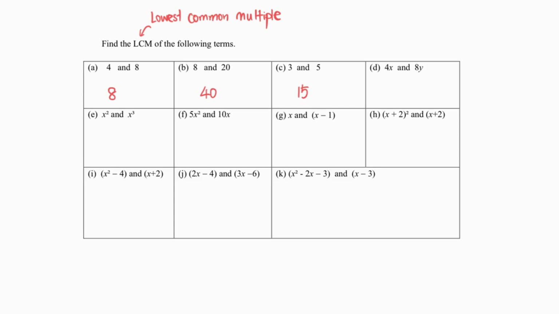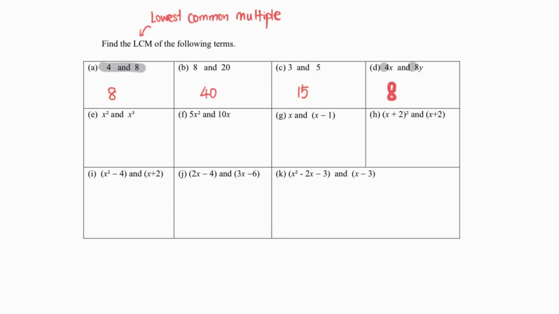We need to make sure that first we look at the number 4 and 8. What is the lowest common multiple? You guys already see, right? 4 and 8. So for 4 and 8, the lowest common multiple is 8.